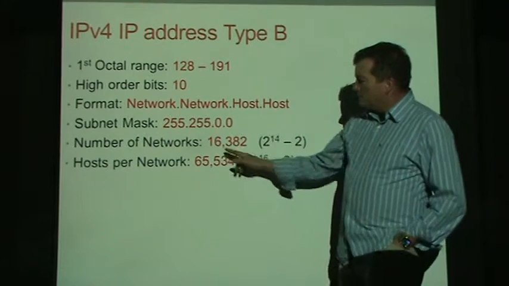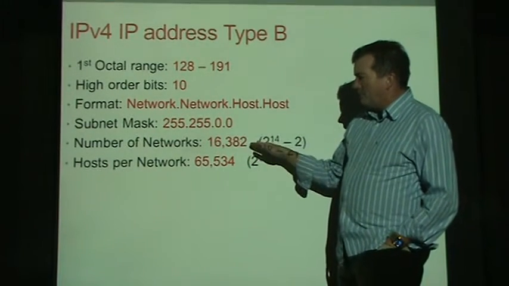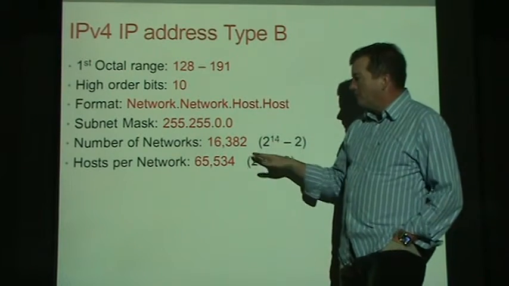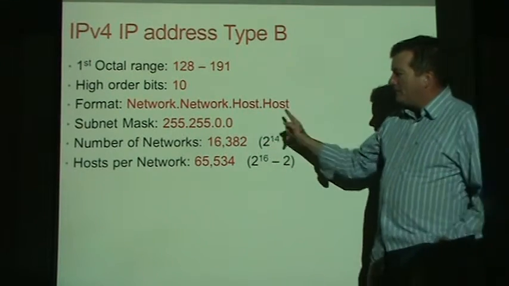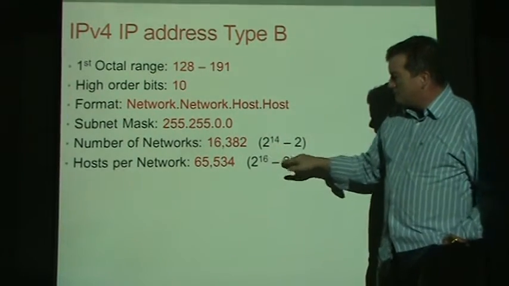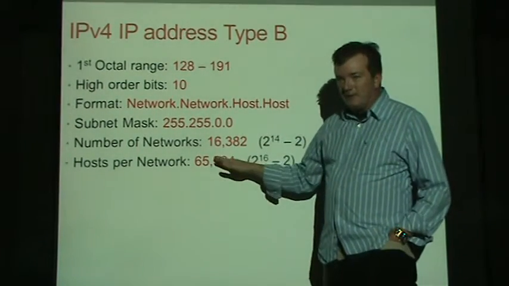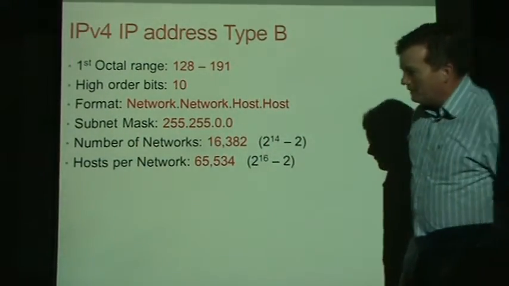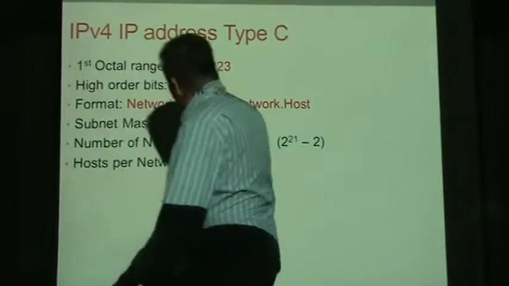So the world has 16,382 type B IPv4 networks. And on each of those networks, we now have 16 bits. So 2 to the 16 -2, we have 65,000 different machines on each one of those networks of a type B network. Okay, so we kind of get this idea.